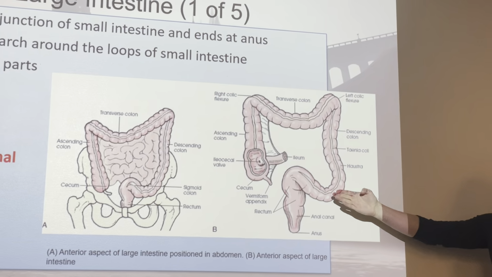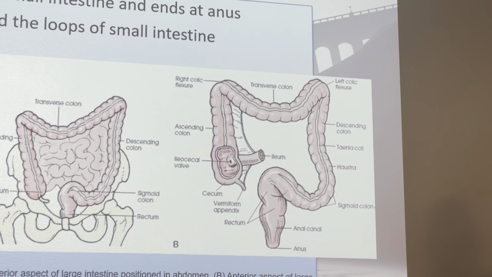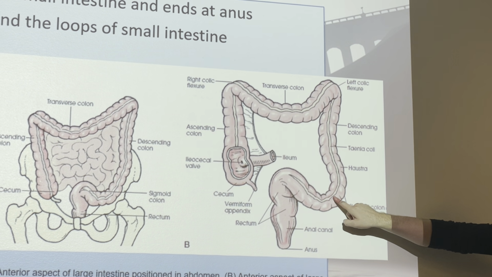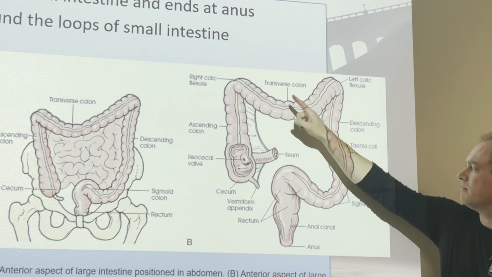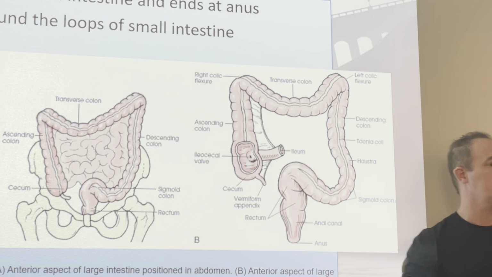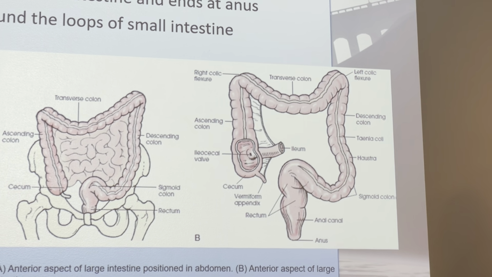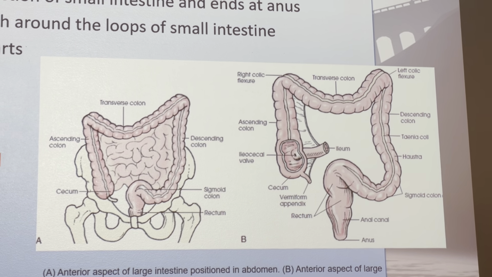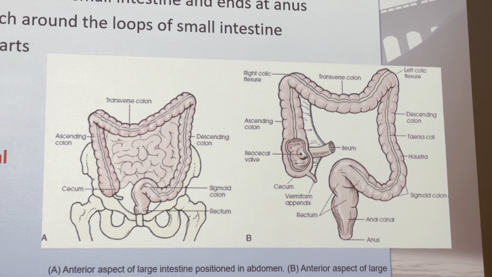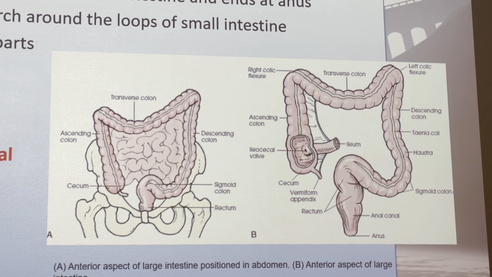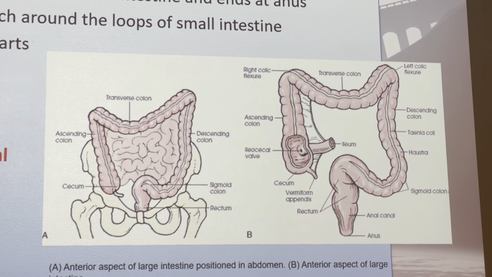Tinea coli is just a connective tissue. It's that white portion right here. I'm tracing with my finger. And then last but not least, the vermiform appendix hanging off the bottom of the cecum. Used to be thought of as a useless organ, but it actually has a function in our immune system, they discovered. A lot of people have that removed because it gets infected and clogged up. You can lose your appendix and still function just fine.